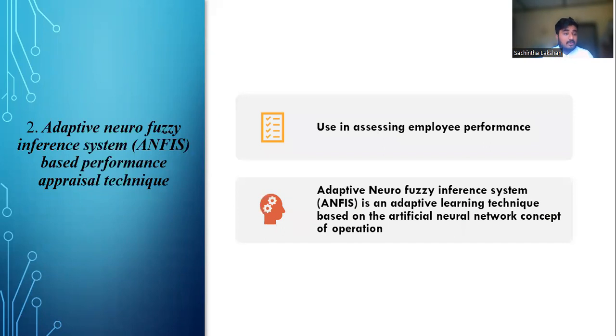The second one is the adaptive neuro-fuzzy inference system based performance appraisal technique. If I explain further, the adaptive neuro-fuzzy inference system is another technique for performance appraisal of employees. It is a system-based learning approach used in assessing employees' performance in various enterprises, to minimize the judgments or decisions taken by humans in the human resource departments, where they make decisions based on their personal preferences in performance evaluations of employees in a firm.